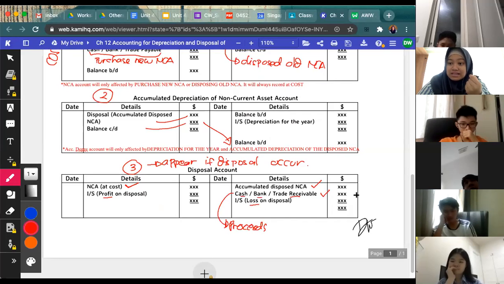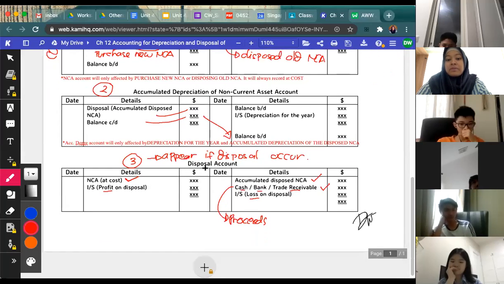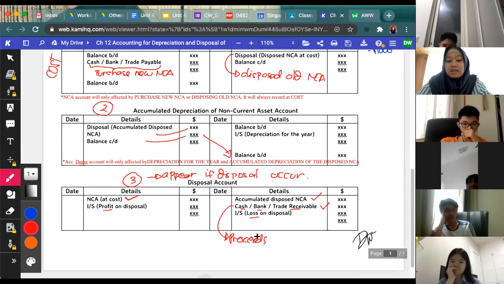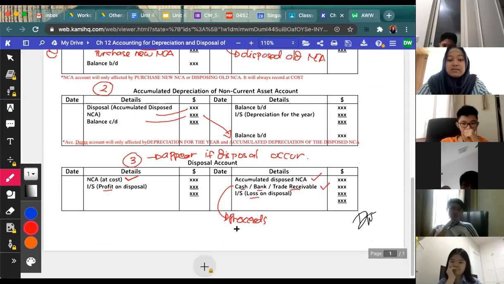Proceeds only appear in the disposal account. They will never appear in the NCA or accumulated depreciation. Students' common mistake is sometimes putting proceeds inside NCA, so please be careful. Again, proceeds is the selling price of the old NCA, and it will only appear in the disposal account.